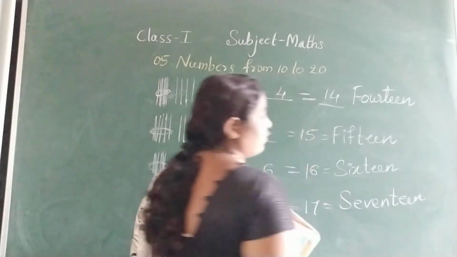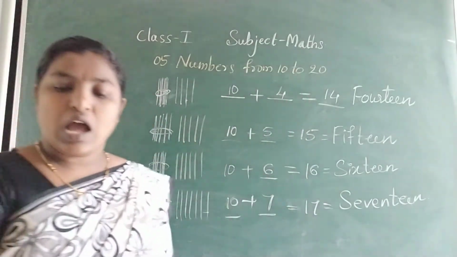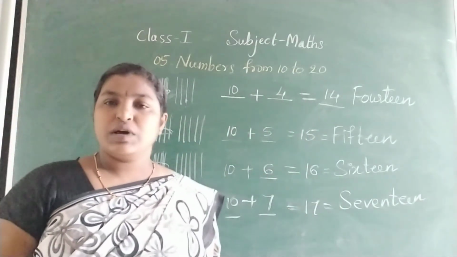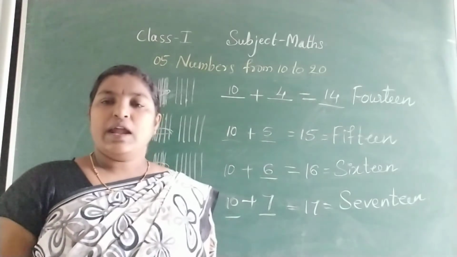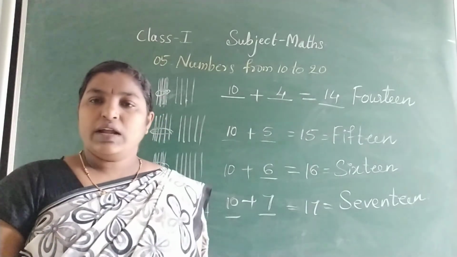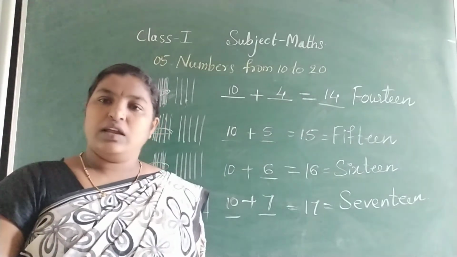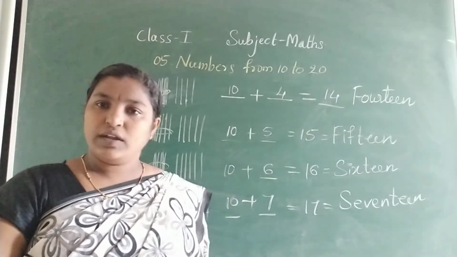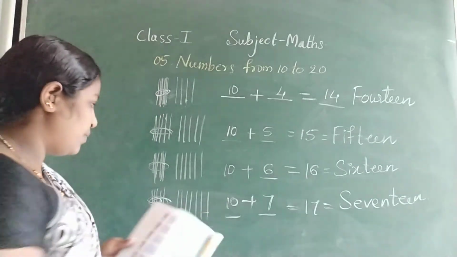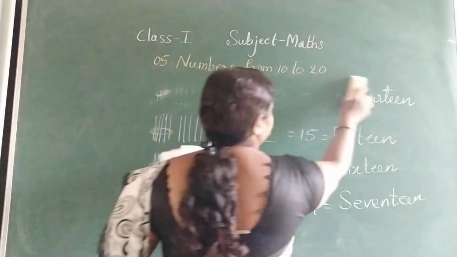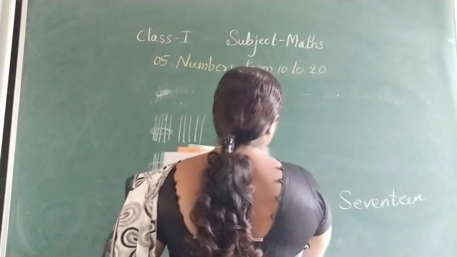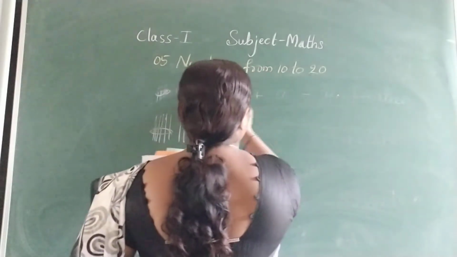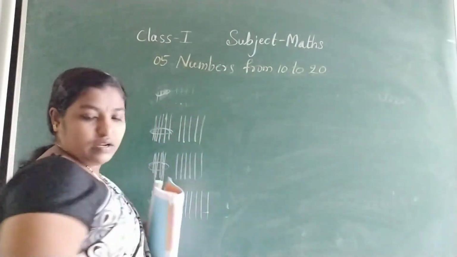S-E-V-E-N-T-E-E-N, 17. Okay, got it? How are the 2-digit numbers obtained? By adding. 10 plus 0 is equal to 10. 10 plus 2 is equal to 12. Got it? Next. Up till 17 is over.